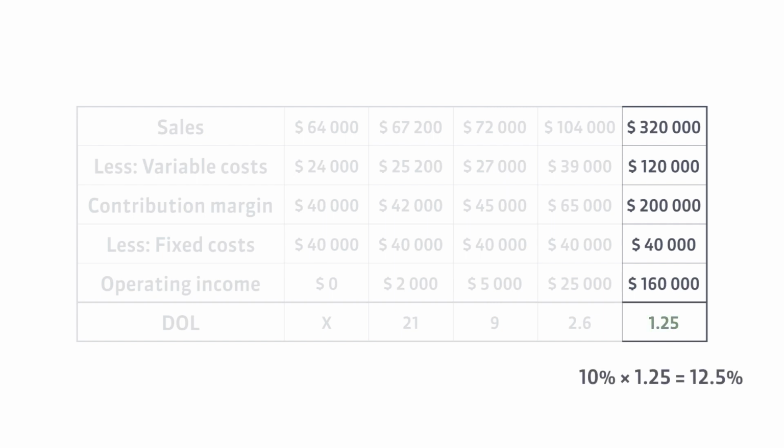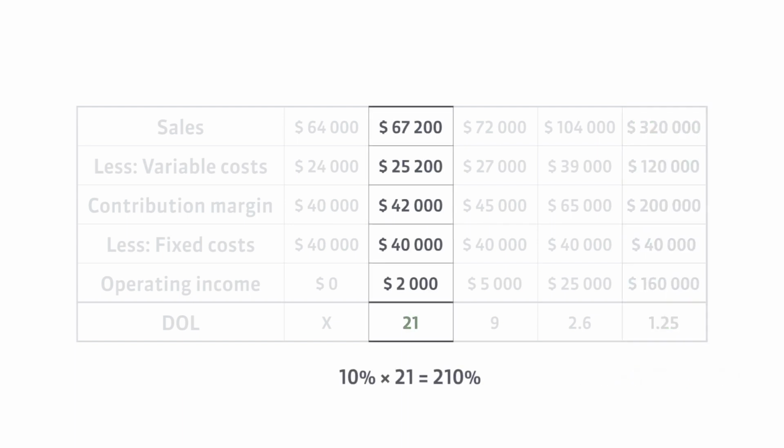As you see, a 10% increase in sales will increase operating income by only 12.5%, if sales were $320,000, as compared to the 210% increase we computed earlier at the $67,200 sales level.